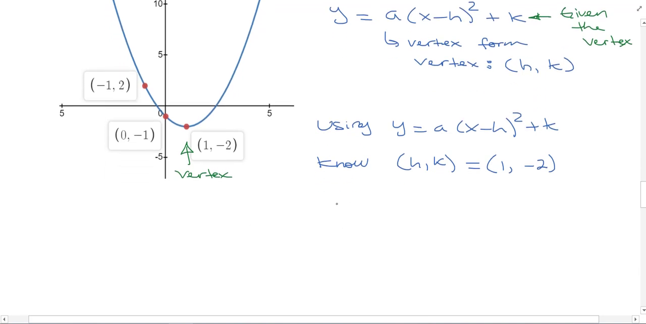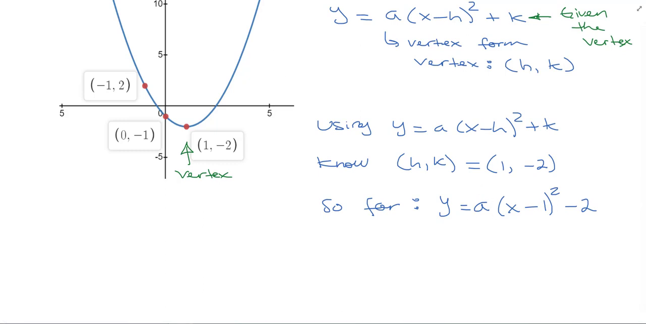Which means that so far I have y equals, and we'll change this to f of x or g of x or whatever name we want to call it when we're done. So x minus h, so h is 1, and then squared plus k, so minus 2. K is negative 2. And so now I need to find what is the value of a.